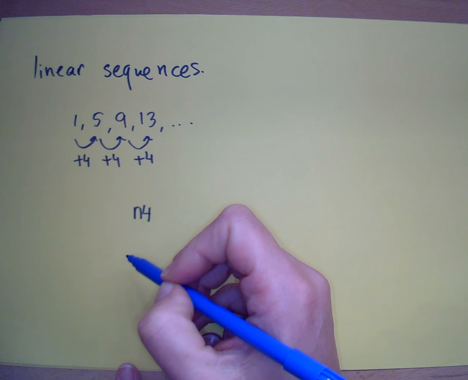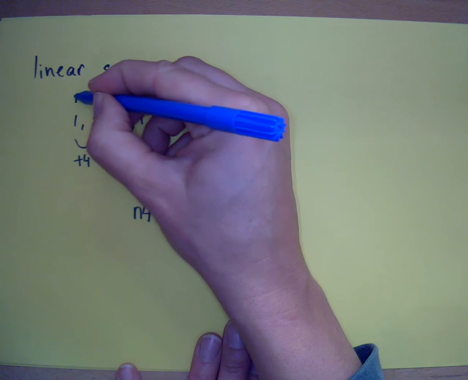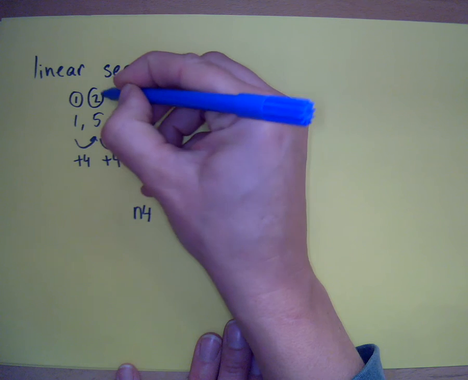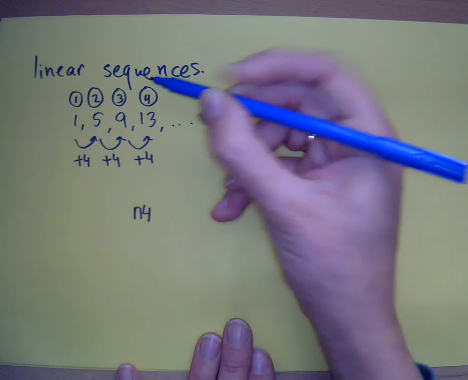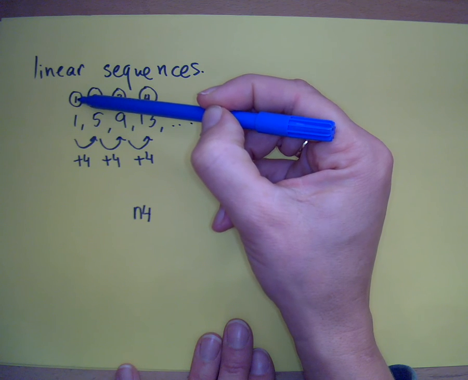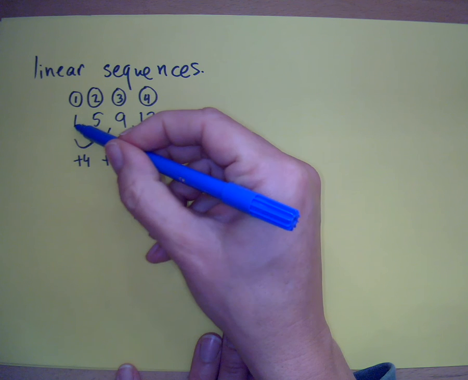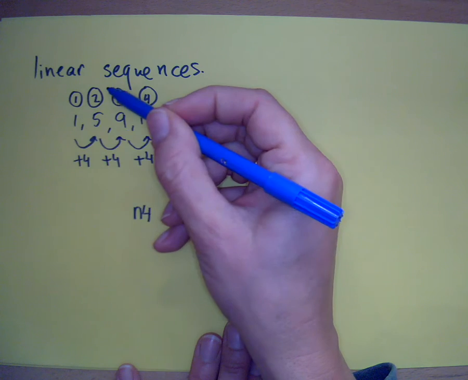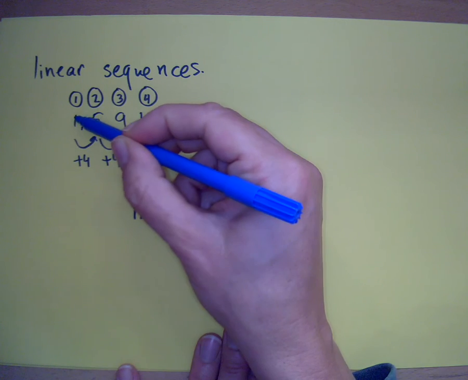Now, let's write the term positions above it. 1, 2, 3, 4. When n is 1, n times 4 is 4, right? But the value of the term is not 4. It's 1. So that's 3 less, right?